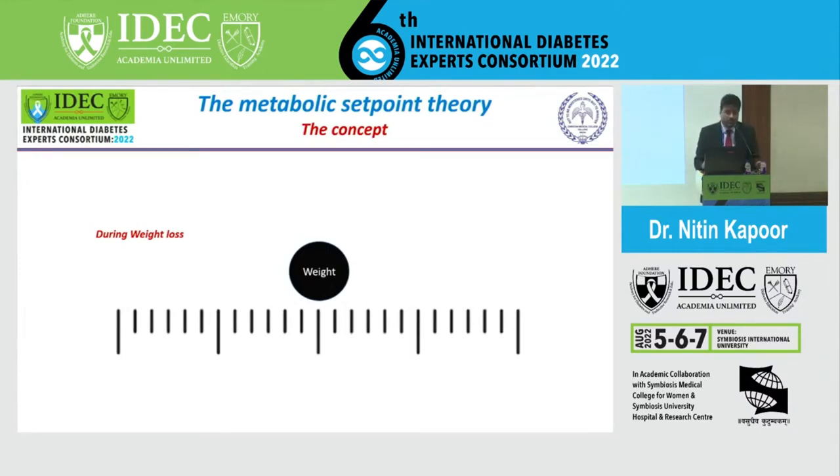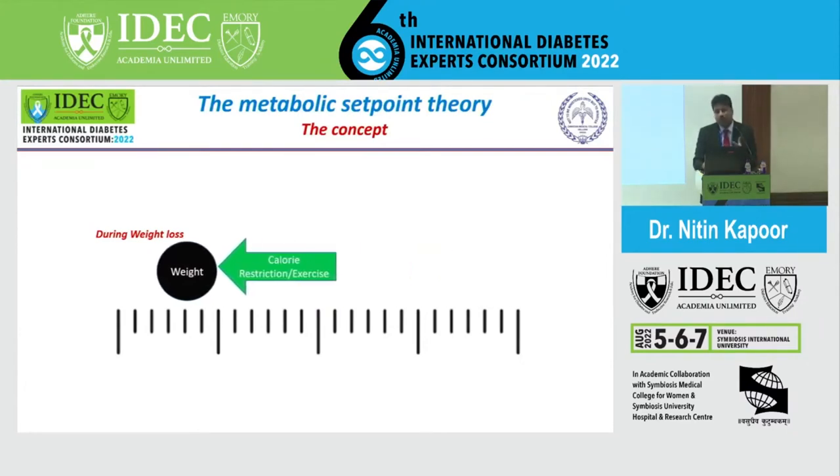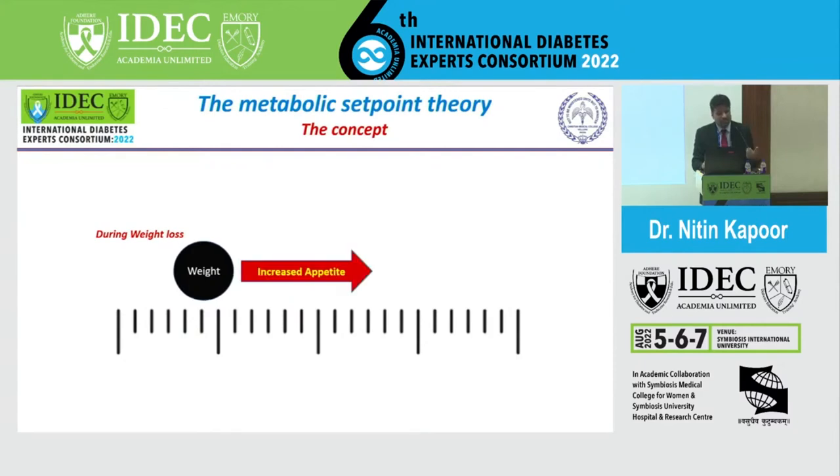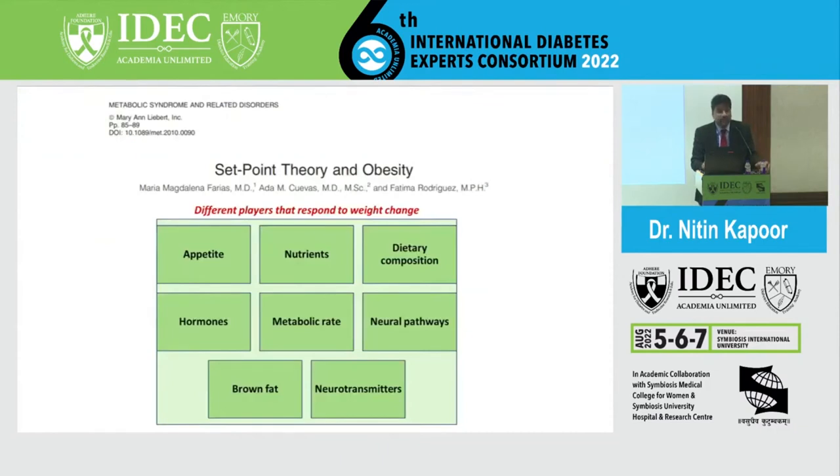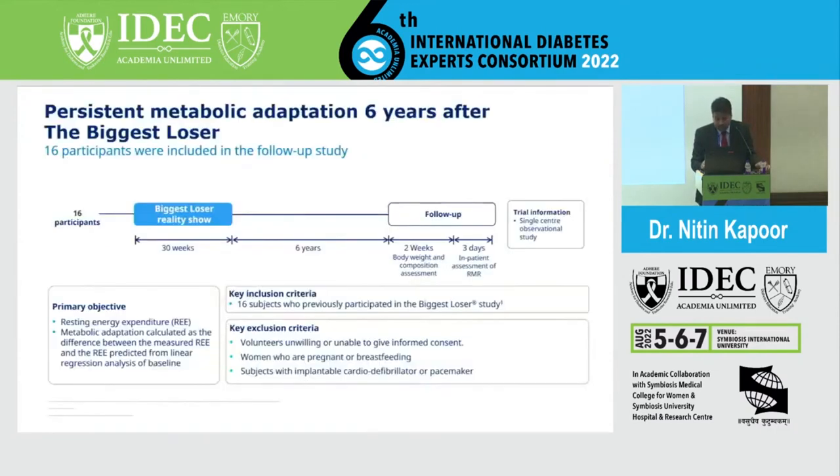So what is the set point theory? If any one of us tries to lose weight, we do it by calorie restriction, we do it by more exercise, but at the same time, our homeostatic signals work in the opposite direction. They change these hormones in a way that we increase our appetite, we reduce our energy expenditure, and therefore, the medications for obesity management, some in the pipeline, some already in the market, help to reset this metabolic set point and ultimately help to prevent weight regain.